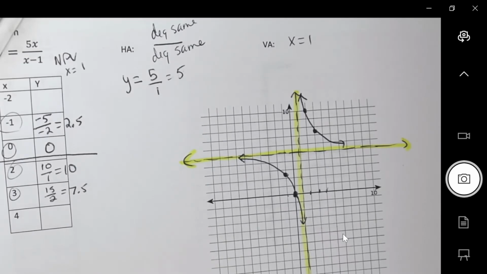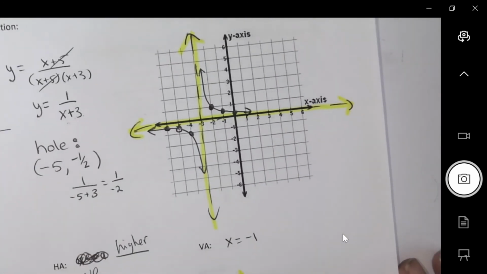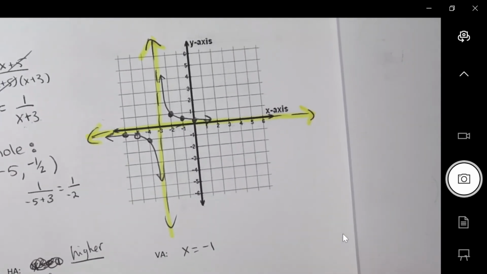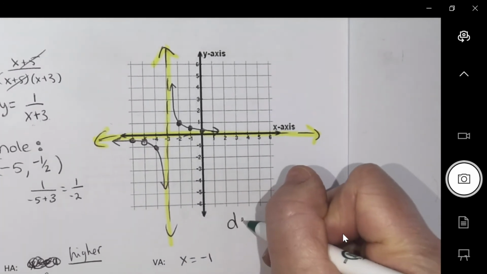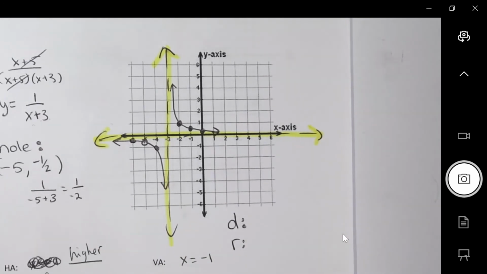And this is it. So you have to go through non-permissible values, asymptote or hole. Degrees, where's my flat line? Is there no flat line, a 0, or a number? And I'm going to go back to this first example and let's just quickly do the domain and range of it. And then you know everything there is.